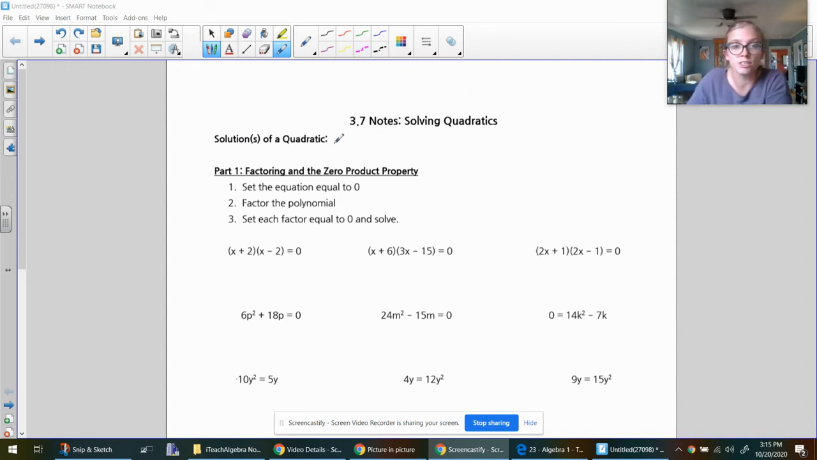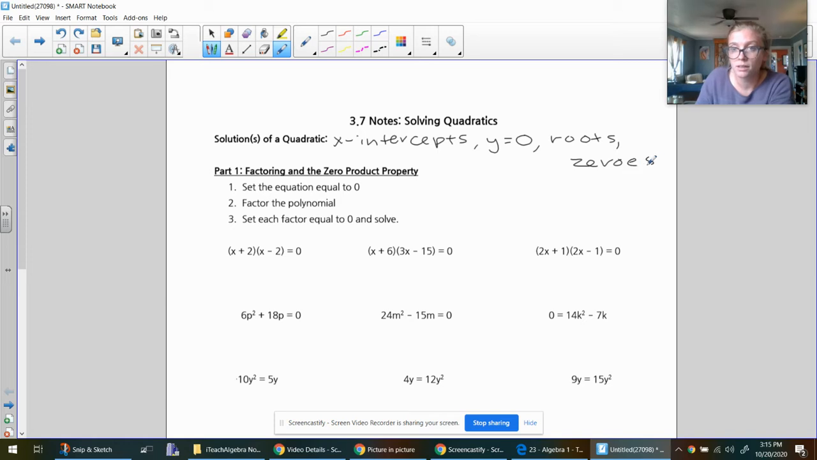The solutions of a quadratic are just the x-intercepts. So the solutions are where y equals 0. And sometimes we also call them the roots of the quadratic, or the zeros of the quadratic. So these are the other names for them, roots and zeros, but they're just the x-intercepts. So when someone asks you to solve a quadratic, all you're doing is looking for where are the x-intercepts? Where in this graph does y equal 0?